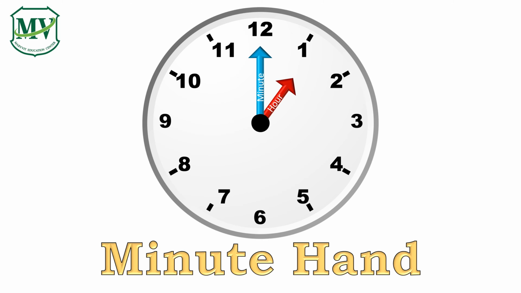Let's take a look at this example. Remember, we look at the hour hand first. It's pointing at number 1. And the minute hand is pointing at 12. So the time is 1 o'clock.